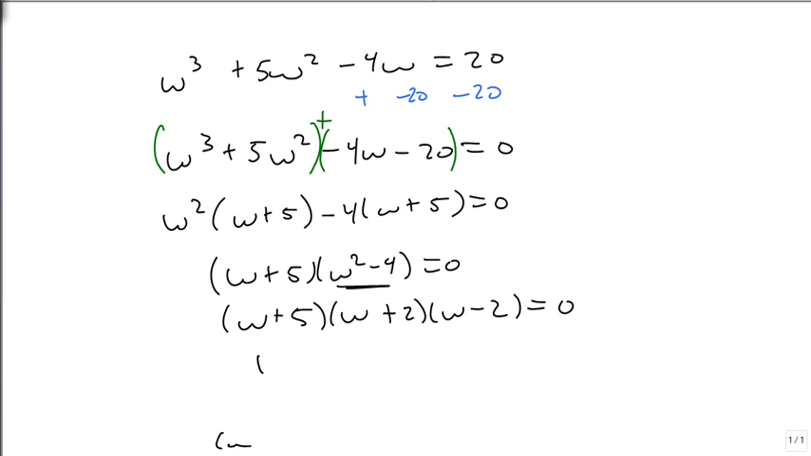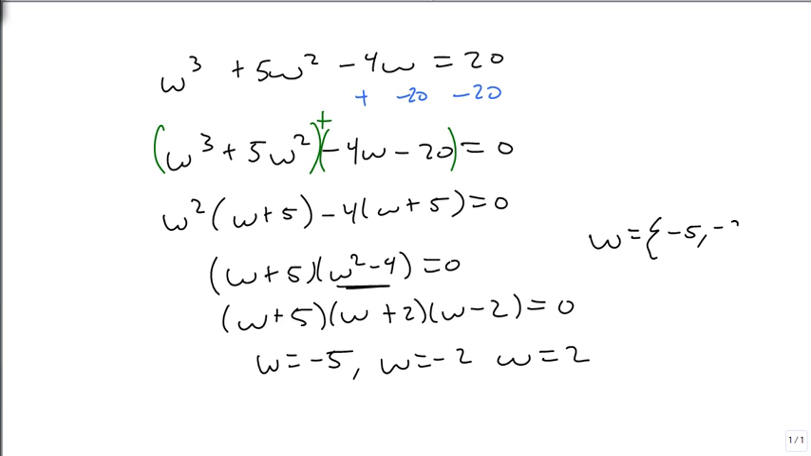And our answers are w equals minus 5, w equals minus 2, and w equals 2. And here are our answers. Or, in a set, minus 5, minus 2, 2. And that's how we find answers using the zero product rule. Factor everything down, and then solve each factor individually.